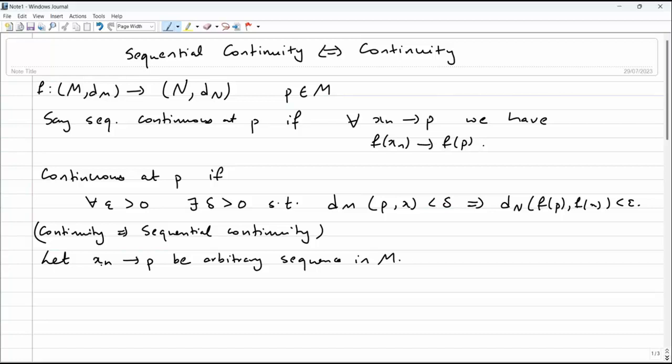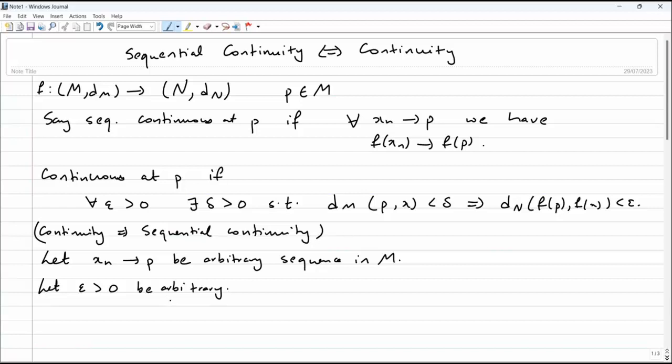So we want to prove that f of x_n tends to f of p, and in order to prove that a sequence converges to something, we have the usual epsilon-N definition. So let epsilon greater than 0 be arbitrary. We want to show that if we go far enough down in our sequence, then f of x_n is epsilon close to f of p. So how do we do that?